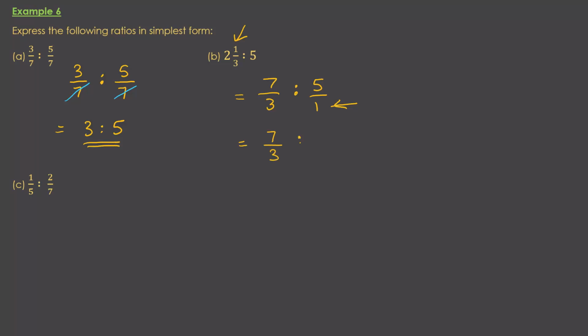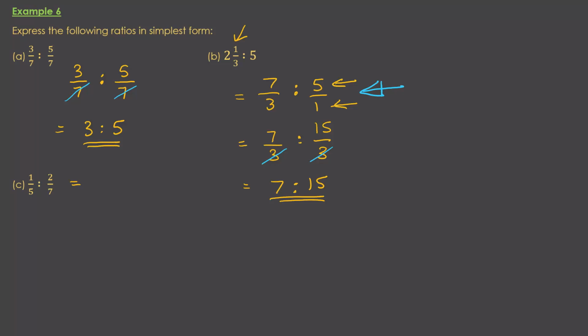So an equivalent fraction here would be 15 over 3. Multiply both numerator and denominator by 3. And then multiply both sides of the ratio by 3, which we could actually have done at this stage. And that will remove the denominator. And so we'll just get 7 to 15, which does not cancel any further.